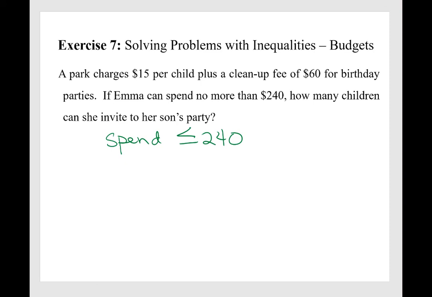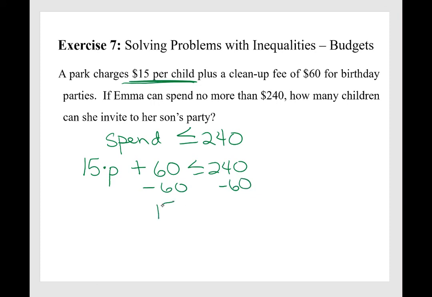All right, she is spending her money. The park charges $15 per kid, right? So 15 times P, for person, or child, you can use a C, whatever you want to use, plus she has to pay that $60 cleanup fee. So there is the inequality I'm looking for. Now I need you to solve for P. The first thing I'm going to do is isolate the variable term. And then I'm going to divide both sides by 15 to isolate the variable. And 180 divided by 15 is 12. So P, the number of kids, is less than or equal to 12.